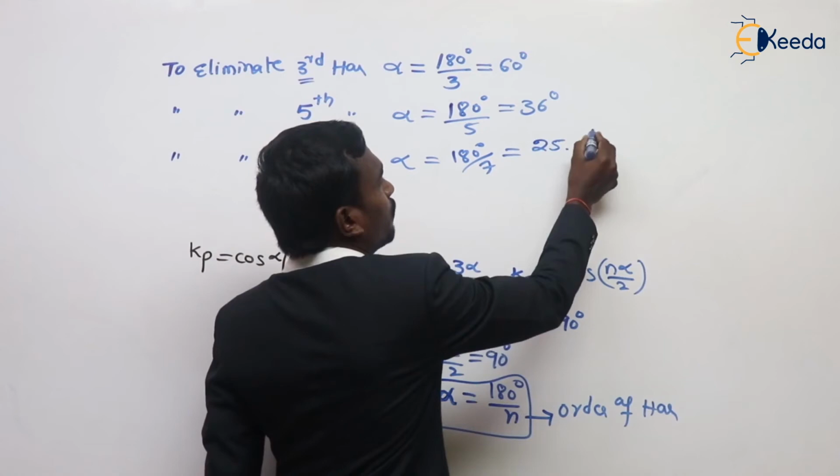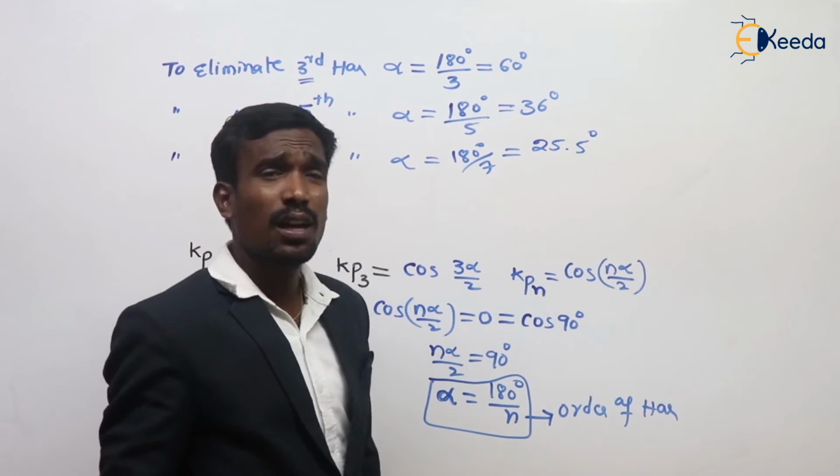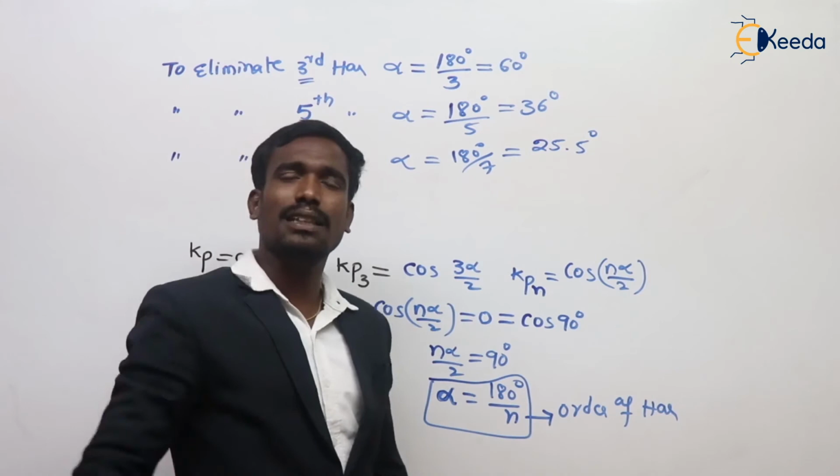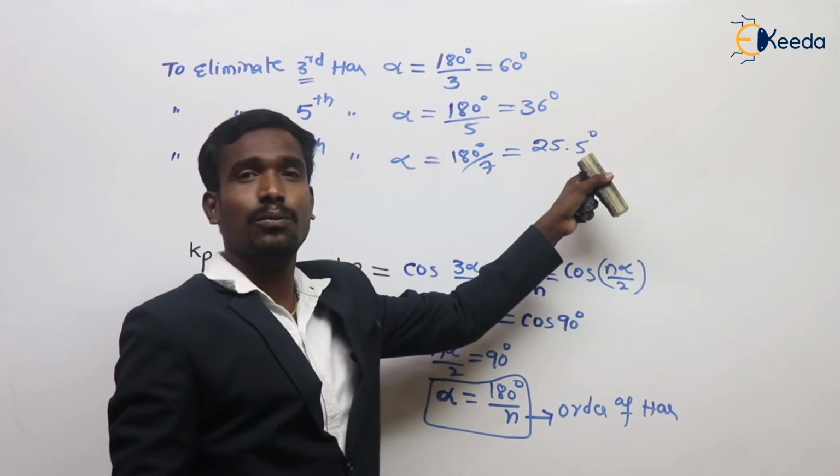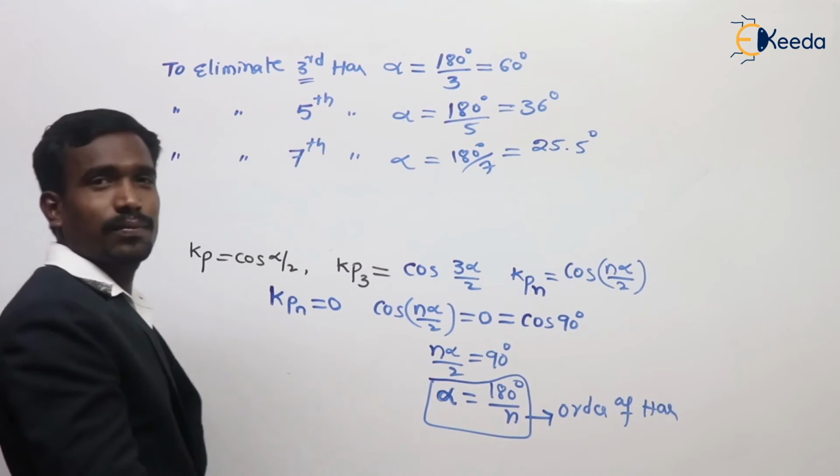So, this is very important. Now, by using short pitch winding, I can eliminate third, fifth, and seventh order harmonics by short pitch angle. Yes or no? Right? So, here, very special question.